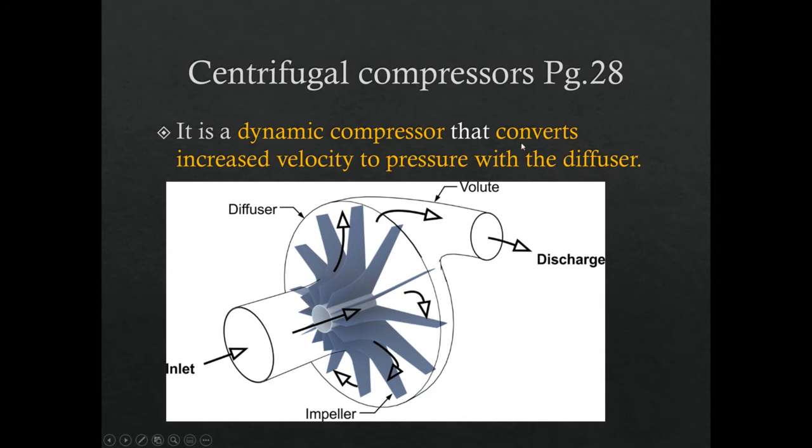So basic operation here: it's a dynamic compressor that converts velocity into pressure using the diffuser. The diffuser is basically the housing of the compressor, and by flinging the gas from the center of the Ferris wheel to the outside, it decreases in velocity and increases in pressure. That's the basic element of a centrifugal compressor. Those of you old enough to remember playground merry-go-rounds, it's kind of the same idea, the physics that throw you off the side of the thing.